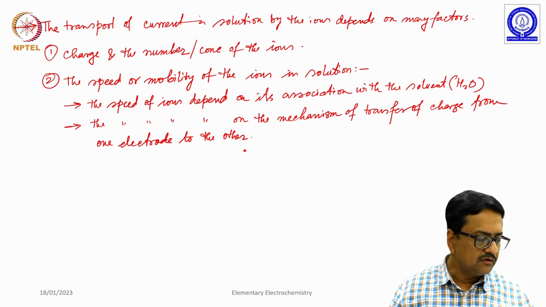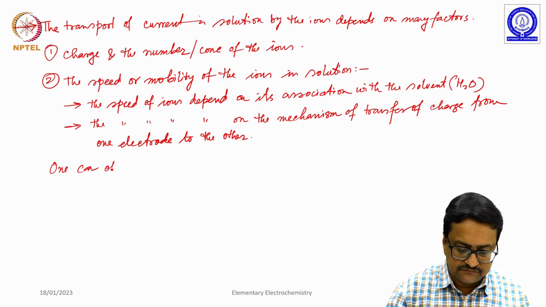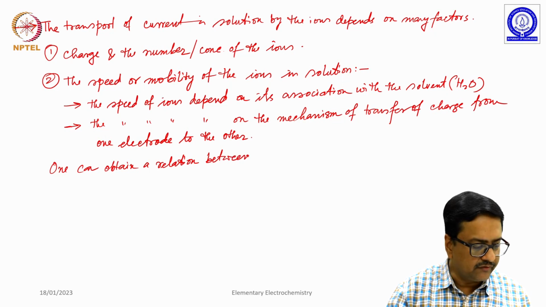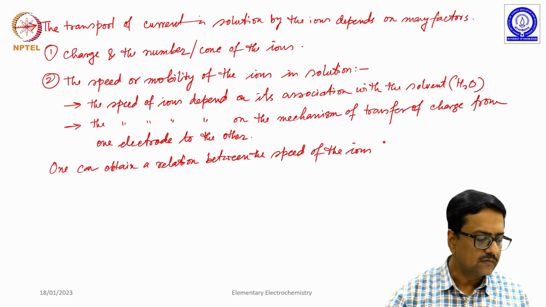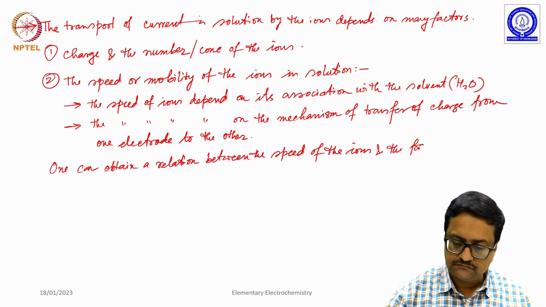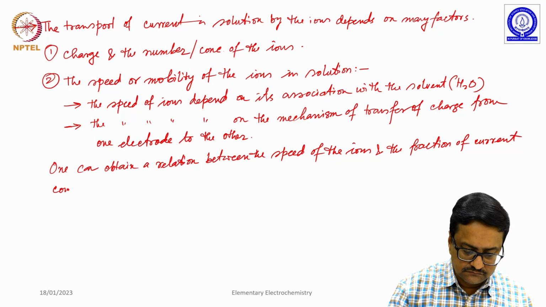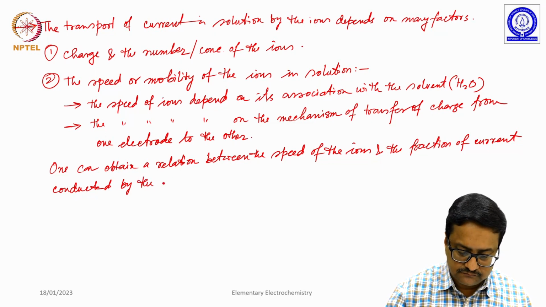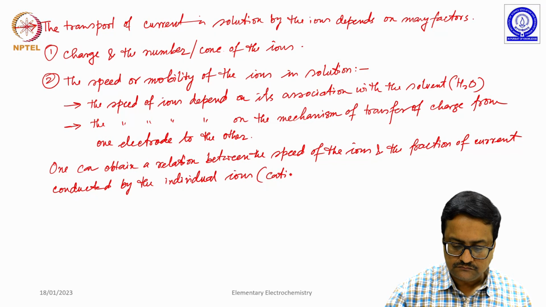So, what one can do is obtain a relation between the speed of the ions and the fraction of current conducted by the individual ions, that is cations and anions.